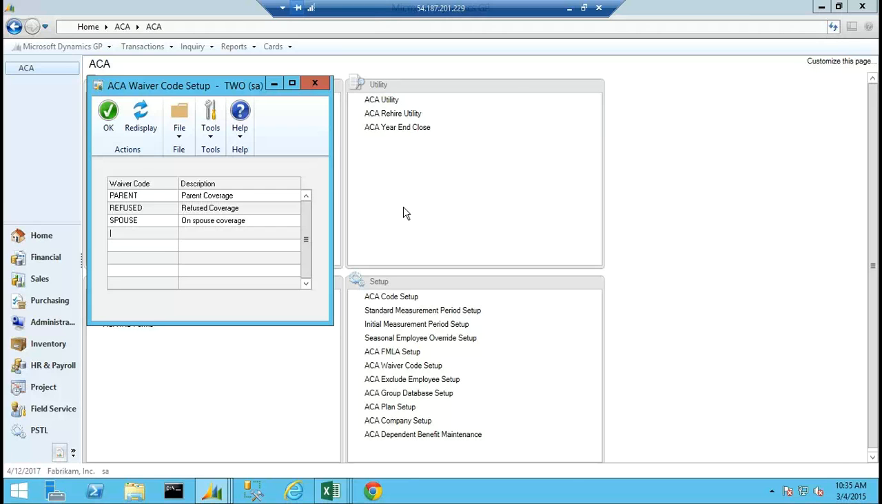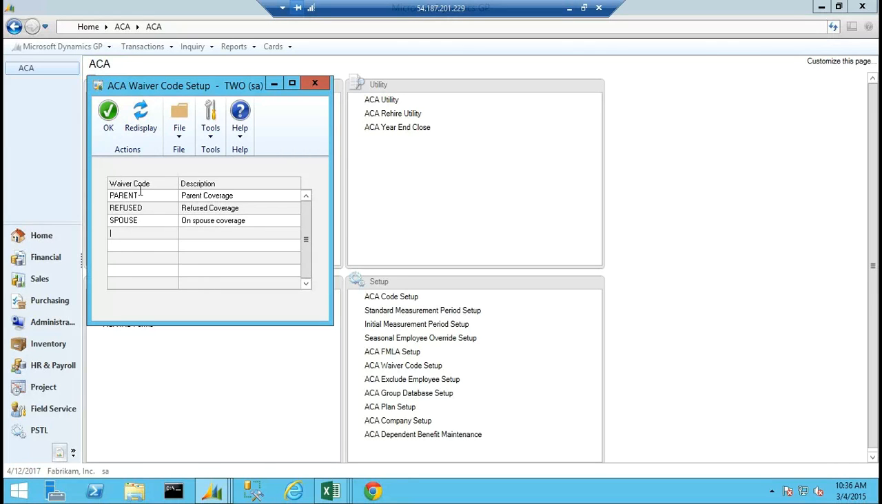And one of the things we allow you to do is create codes. As you can see, I created three codes here: parent, refused, and spouse. These three have different meanings. Refused is the one I'm going to talk about in a minute. If I am in an initial measurement period, and this is an important concept, and I said, yep, I want it, you were tested, you are good to go, and I come to you in this period and I say, I don't want that coverage, I refuse it, you are under no obligation to open up coverage during this stability period.